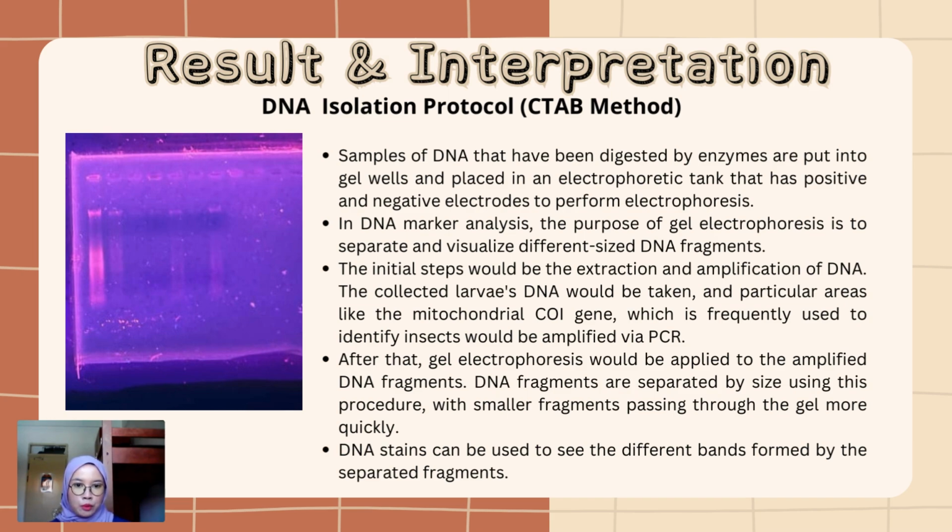The initial step will be the extraction and amplification of DNA. The collected larva's DNA will be taken, and particular areas like the mitochondrial COI gene, which is frequently used to identify insects, will be amplified via PCR. After that, gel electrophoresis will be applied to the amplified DNA fragments. DNA fragments are separated by size using this procedure, with smaller fragments passing through the gel more quickly. DNA stain can be used to see the different bands formed by the separated fragments.